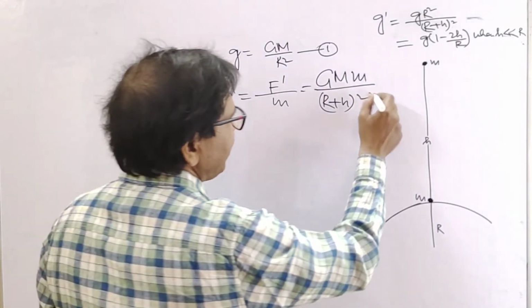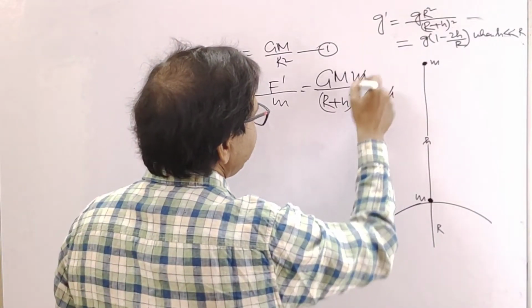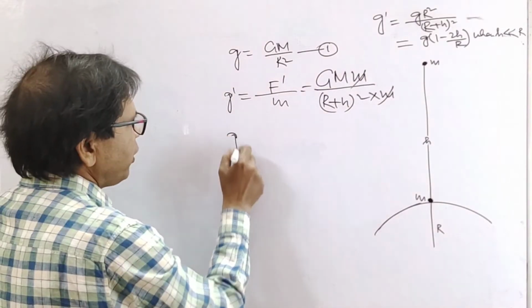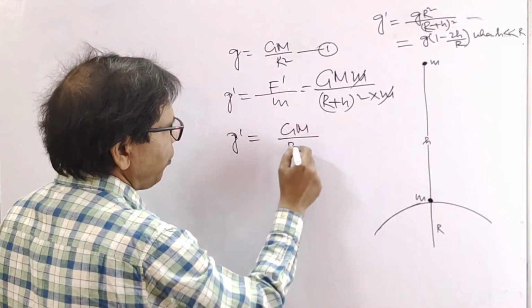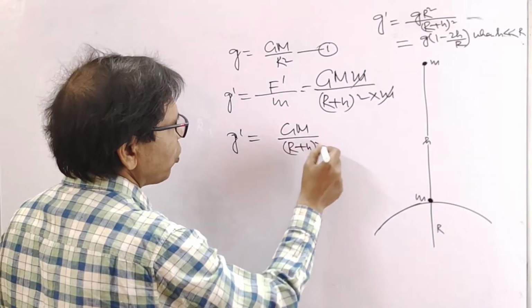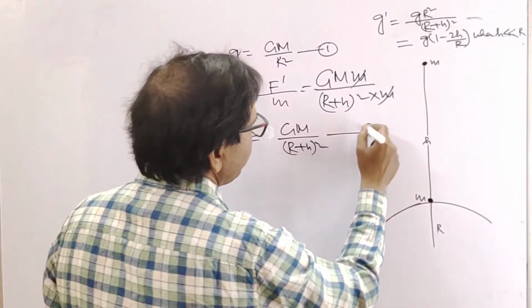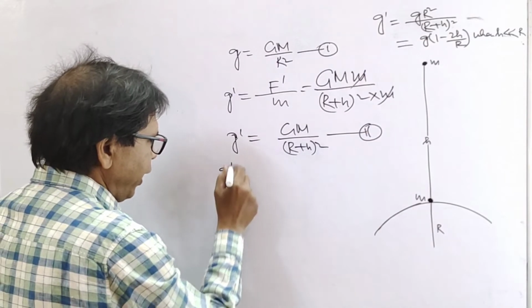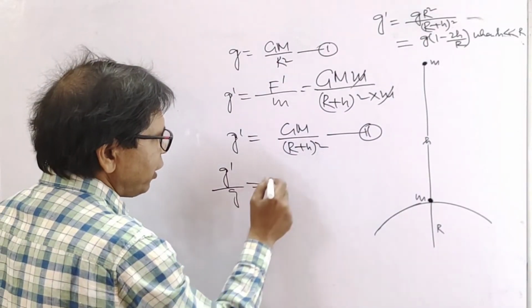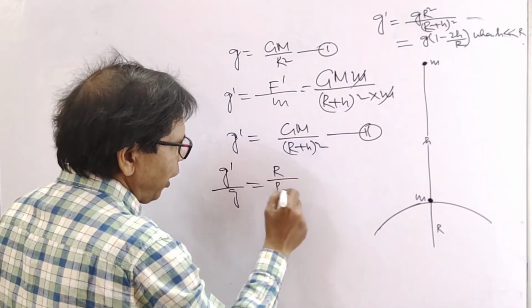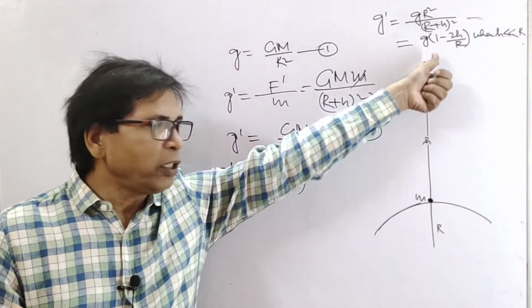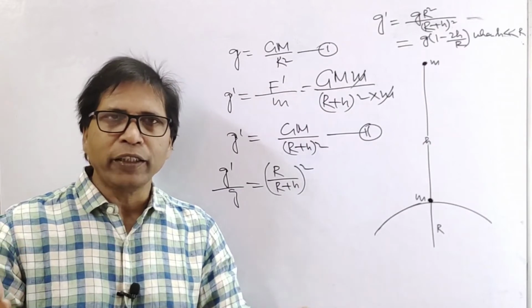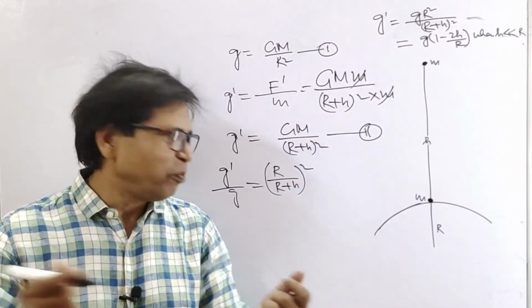So the distance of small m from the center of the earth is R plus h. Now the small m cancels out. Therefore g' equals GM divided by (R plus h) whole squared. This is equation 2. So here g' by g is R divided by (R plus h), whole squared. To establish this relation, we have to utilize the binomial theorem.